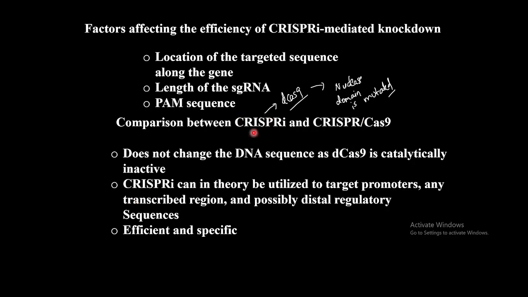And again, CRISPRi is a reversible and inducible process. If you remove the mutation of the dCas9, it is going to be reversible. However, CRISPR-Cas9 is not reversible. CRISPRi in theory can be used for targeting the promoter, transcribed regions, or any distal regulatory sequences, and CRISPR-Cas9 usually works better whenever you are targeting the exon sequences, and CRISPRi is efficient and specific.